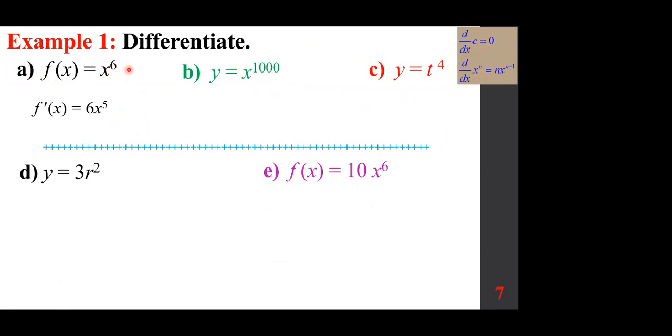Okay. So having said that, let's look at part B. What do you think the answer is for part B? Anyone? What happens with part B? 1,000 sits in front, and then the exponent goes down by 1, becomes 999. Right? Make sense?